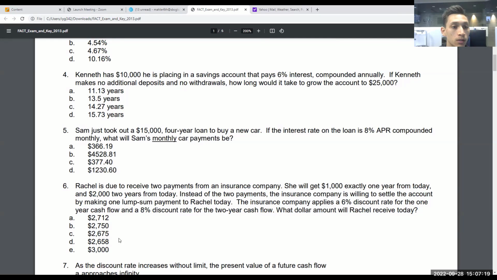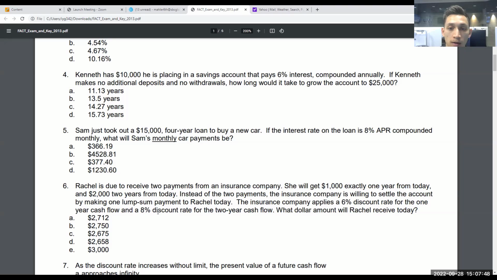So let's go through 4. It says Kenneth has $10,000 he is placing in a savings account. So that's going to be our present value right off the bat. He's placing that $10,000 today. The account pays 6% interest, that's going to be our interest, compounded annually. Whenever it says compounded annually, it's kind of irrelevant. We automatically assume that the 6% is compounded annually unless it tells us otherwise.